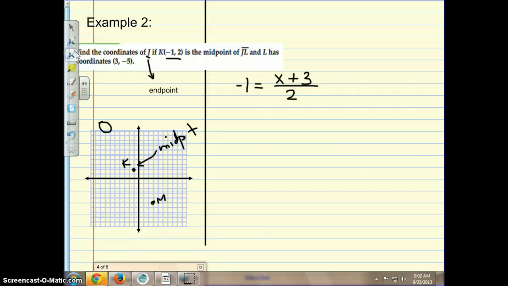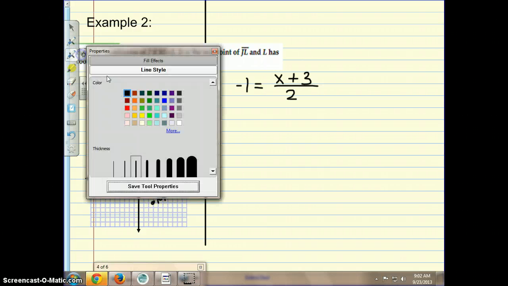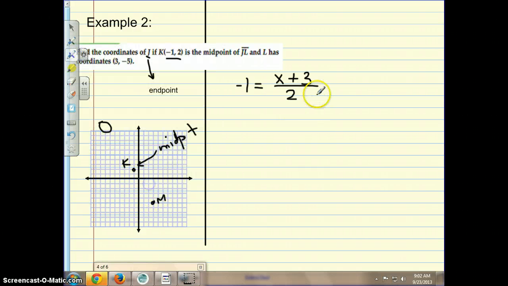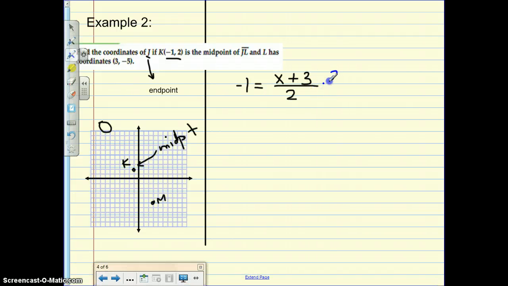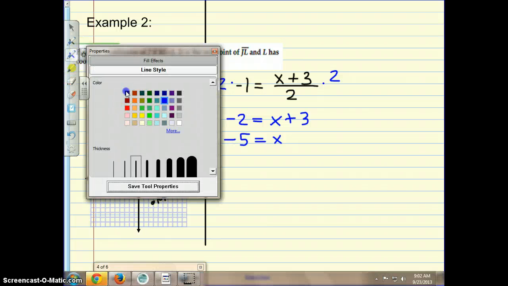Do we know how to solve equations with just one unknown? You bet. You're pros at that now. So we can multiply both sides by 2. We're left with negative 2 equals x plus 3. And then we can subtract 3 from both sides, and we're left with x equals -5. Does -5 seem reasonable for our x value? It does to me. Now we need to find our y value.